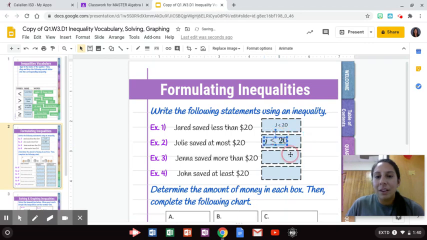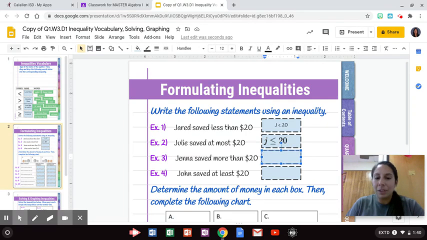Okay, the next one, Jenna saved more than $20. So more than, that's greater than. So I'm going to double click in here and I'm going to put Jenna saved more than 20: J is greater than 20.